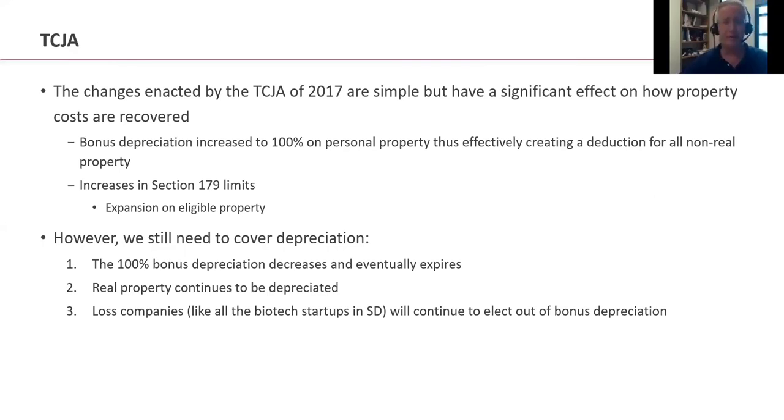So the second thing I want to make sure we understand, there were some changes enacted by the tax law cuts, or the tax act that was passed in late December last year. And even though in a way you'll see them and they're going to feel very minor, they actually have a significant effect on how costs are going to be recovered on a lot of business property. And since that's the focus of this course, it has some pretty significant effects. The first is the increase in bonus depreciation to 100%, thus effectively creating a deduction for what we're going to call personal property. And then the second is the increase in the Section 179 limits. And don't worry, we'll cover both of those things. If you've read the chapter already, you have some sense as to what both of those are. We'll see how the rules have changed.